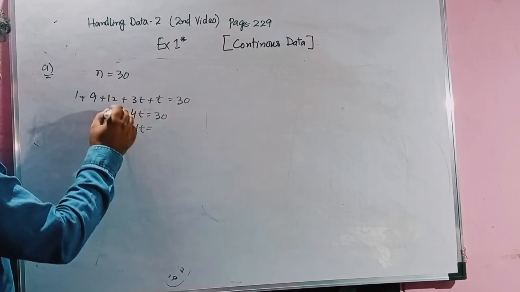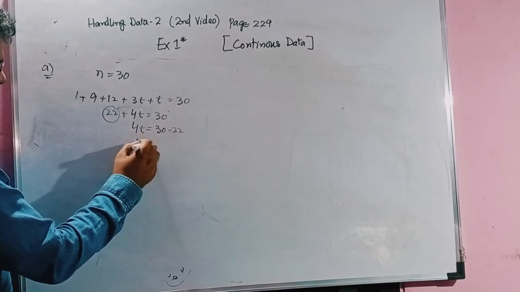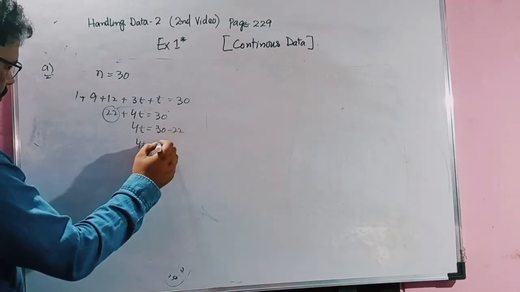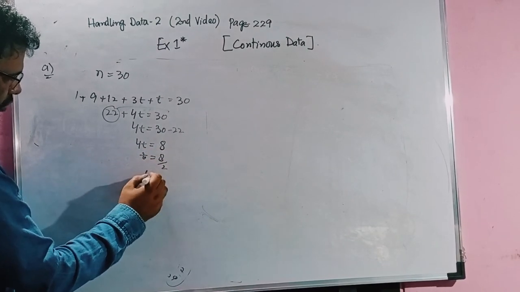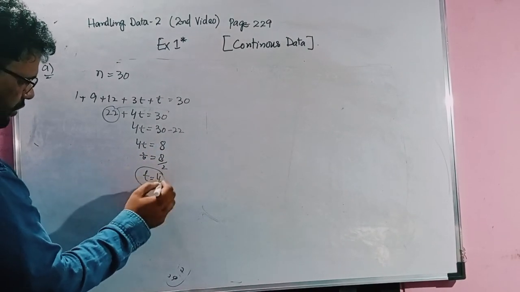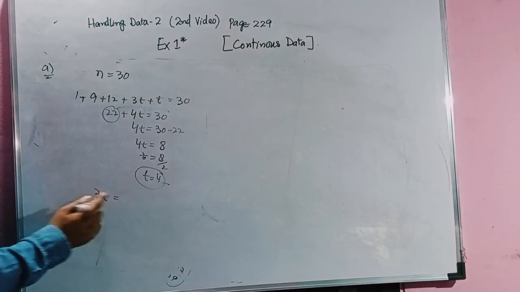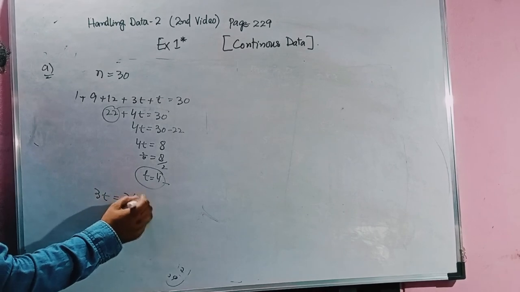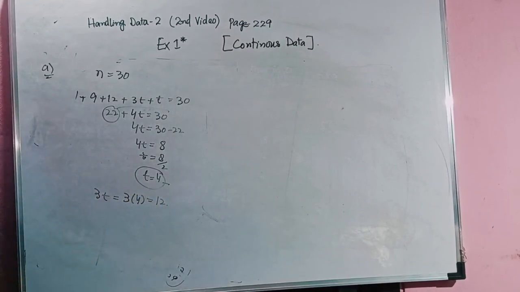On transposition, 4t is equal to 30 minus 22. So 4t is equal to 8. So t is equal to 8 divided by 4. So t is equal to 2. Therefore in place of 3t, it is 3 into 2, that is 6, and in place of t, that is 2. Now you have found the frequencies.